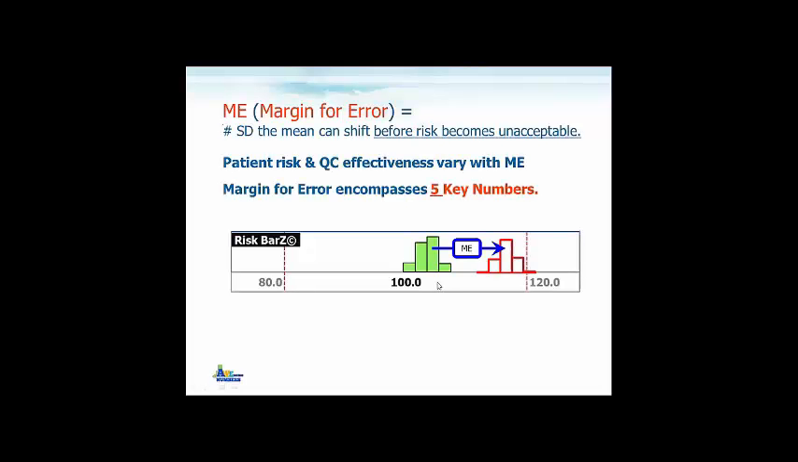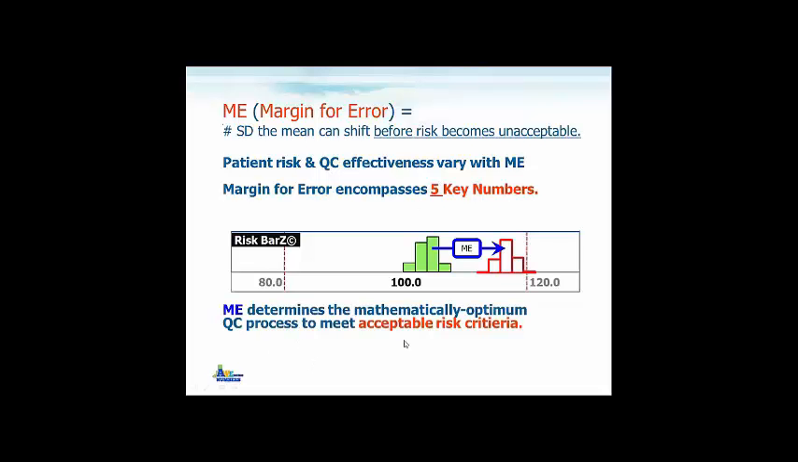Margin for error is the number of SDs the mean can shift before risk becomes unacceptable. Patient risk and QC effectiveness vary with the margin for error. Margin for error takes into account those 5 numbers, and from the margin for error, you can determine the mathematically optimum QC process to meet your acceptable risk criteria.